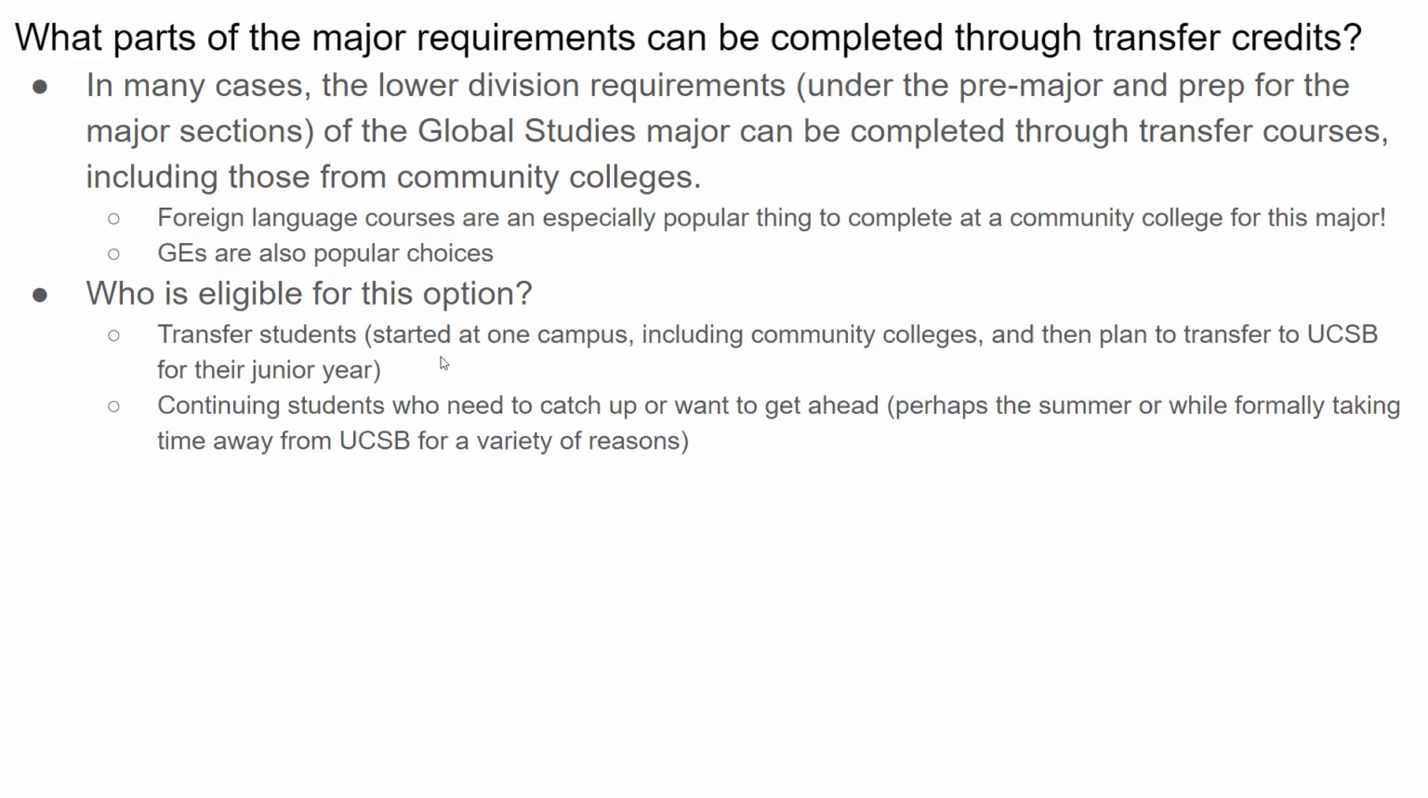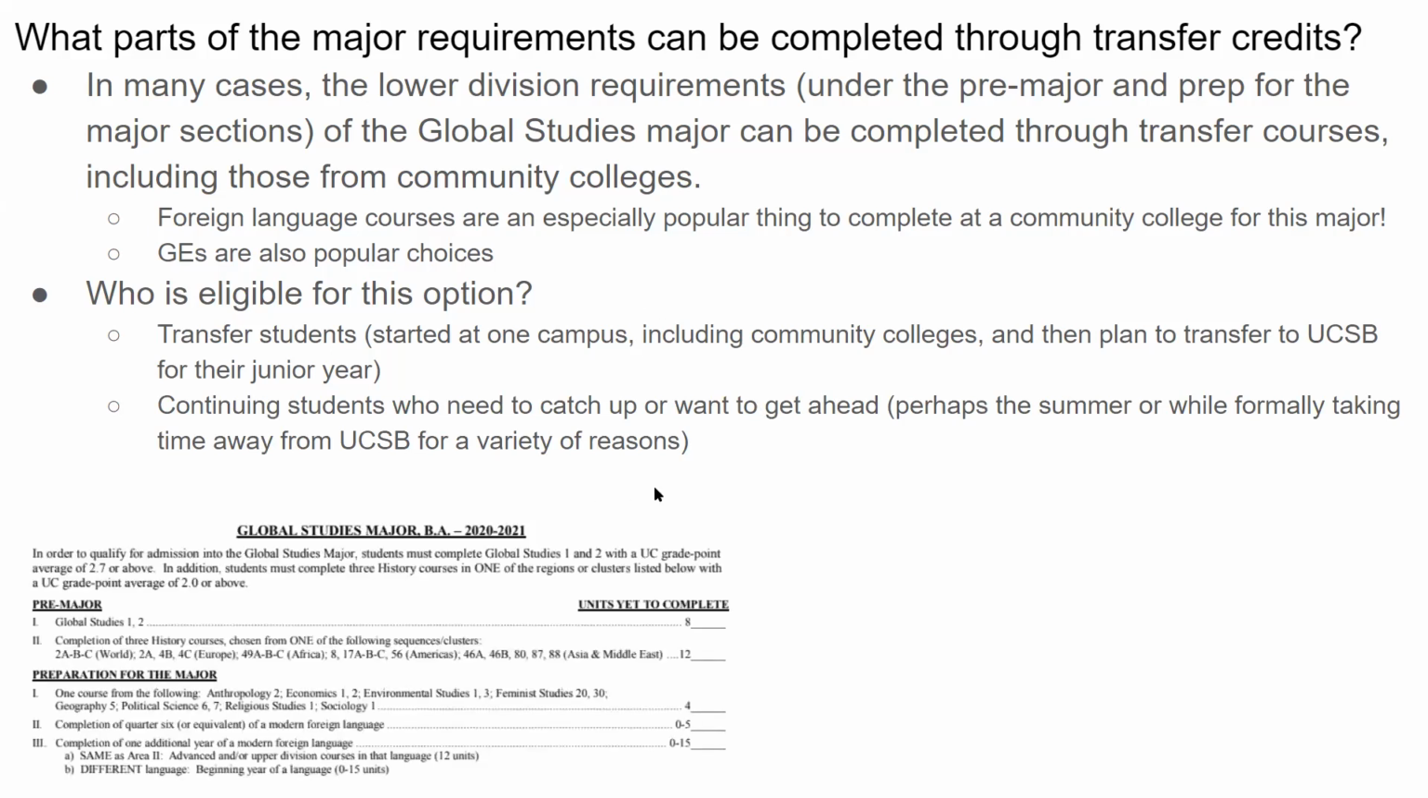And then also continuing students who might need to catch up or want to get ahead for any number of reasons. Maybe they want to work on things during the summer at a campus that's close to their home, community college, or maybe they want to be formally taking some time away from UCSB for personal, medical, or other reasons, but they don't want to lose momentum in working on their major requirements. So they might choose to take some community college courses or courses at another campus close to them.